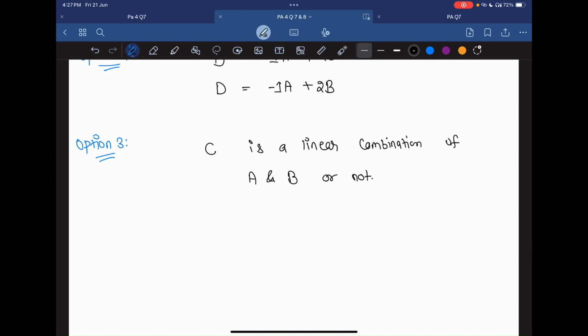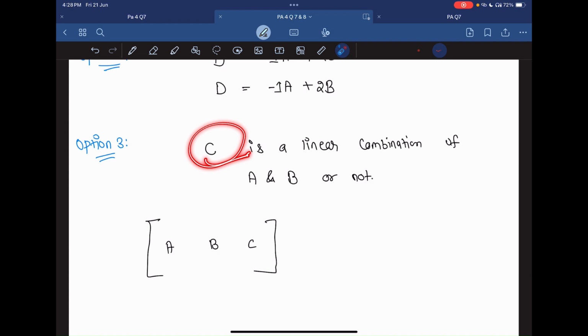But notice that now we have three vectors in R3. So we can use our matrix method: we put these vectors column-wise to form a matrix and check the determinant of this matrix. If the determinant comes out to be non-zero, that means the vectors are linearly independent, so we cannot form a linear combination of them from one another. But if the determinant comes out to be zero and the vectors are linearly dependent, then in that case we can write C as a linear combination of A and B. So let's try checking that.